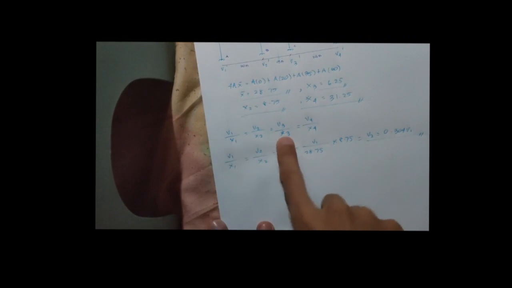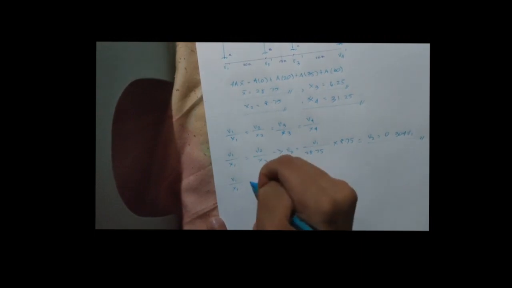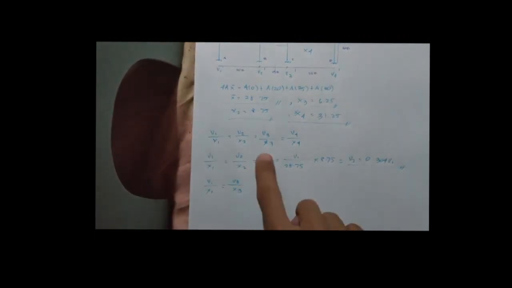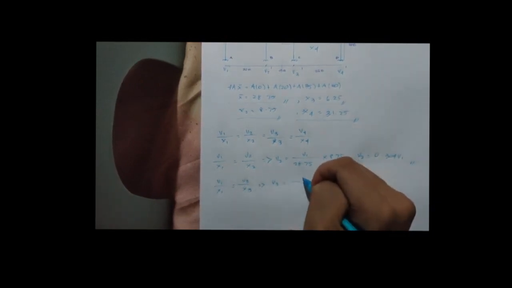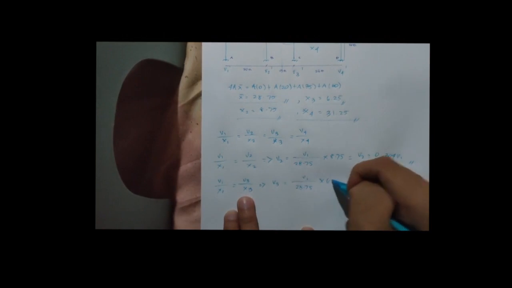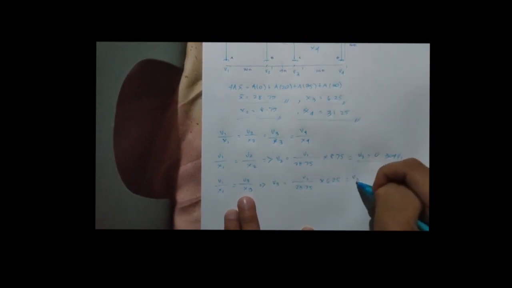Then we'll get V3 in terms of V1. Same procedure. V3 is equal to V1 over our value of X1, which is 28.75, times the value of our X3, which is 6.25. Then input it in the calculator, and we'll get the answer of 0.217 V1.